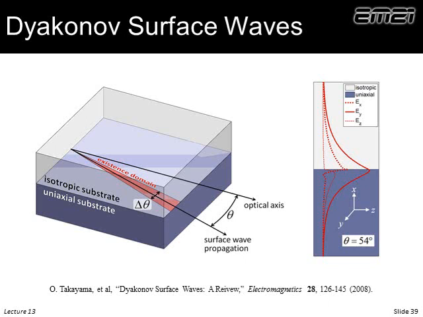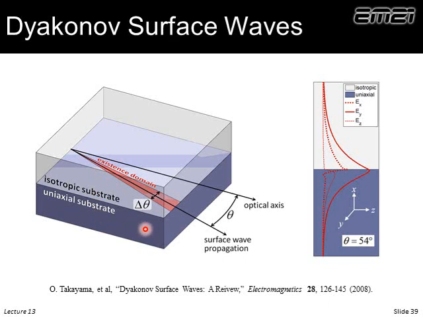So here's a neat thing that some folks are working on called Dyakonov surface waves. This is a surface wave supported at the interface between 2 materials where at least one is anisotropic. And there's other conditions for the existence. A very popular one that a lot of folks have studied is where we have a uniaxial substrate and an isotropic superstrate.